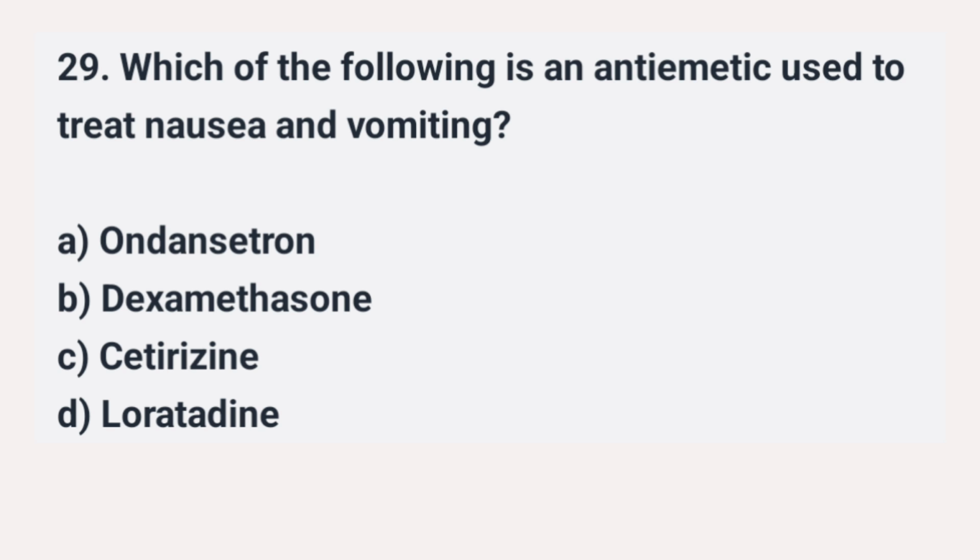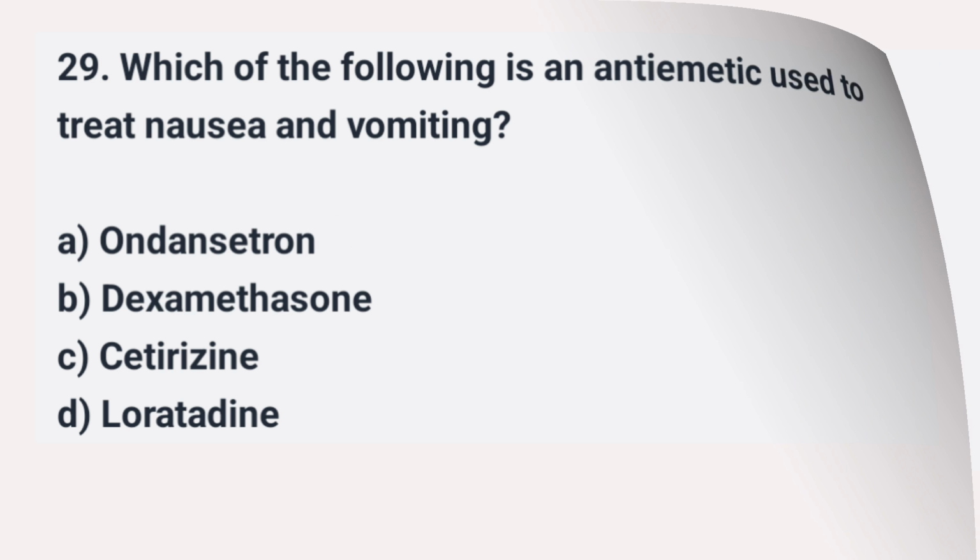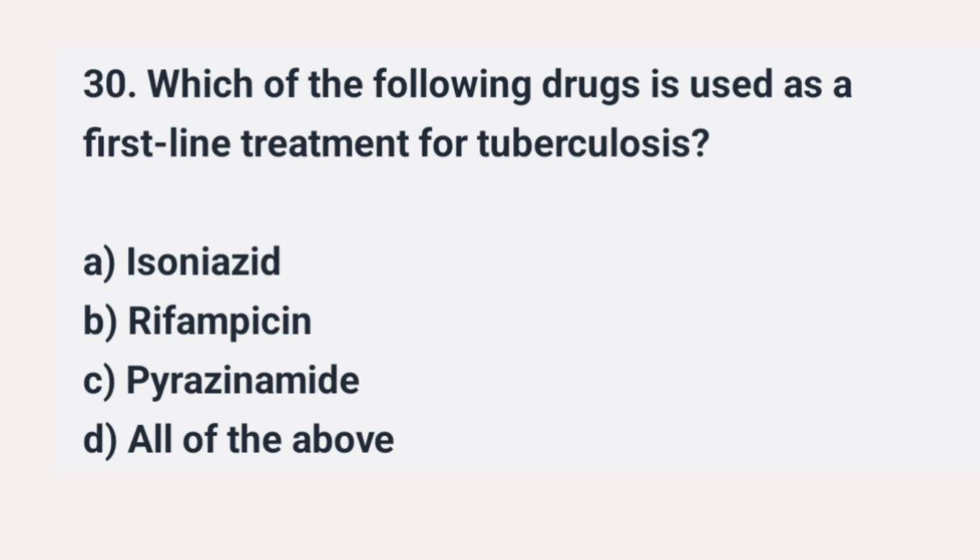Question number 29. Which of the following is an antiemetic used to treat nausea and vomiting? The right answer is option A, ondansetron. Question number 30. Which of the following drugs is used as a first-line treatment for tuberculosis? The right answer is option D, all of the above.